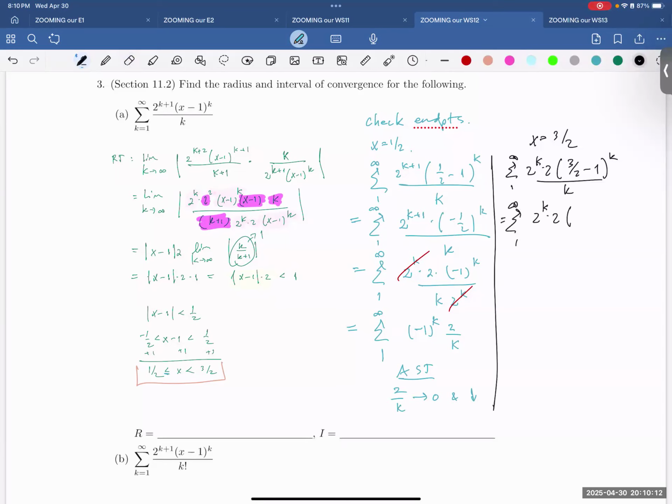Three halves minus 1, that's a half. All right, so this would be the same as the other one, except it wouldn't be negative 1 to the K, it would just be 1 to the K. So series 1 to infinity, 2 to the K times 2, 1 to the K over K and 2 to the K. The 2 to the K's go away. 1 to the K is 1. We end up with 2 over K.